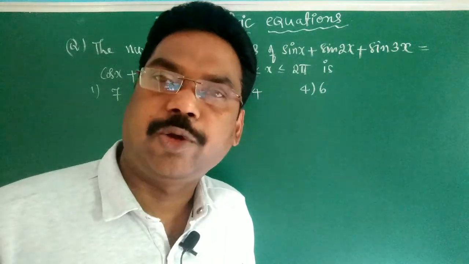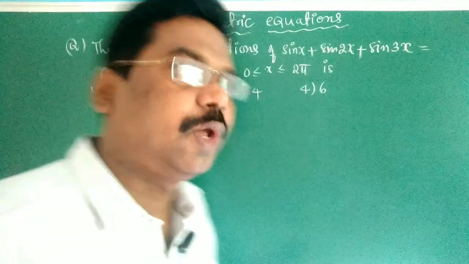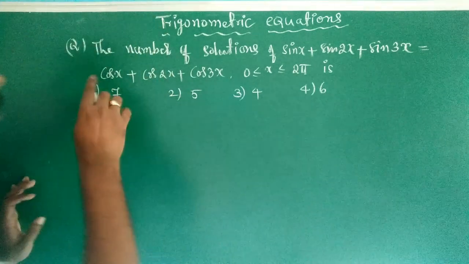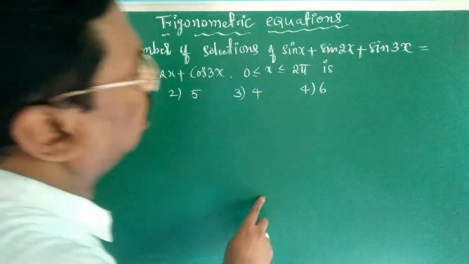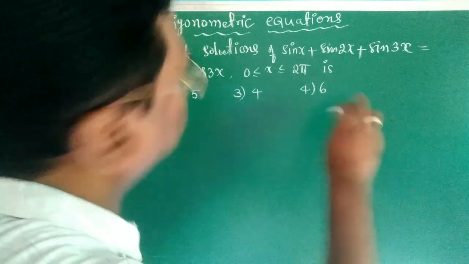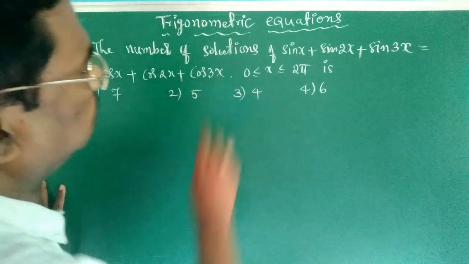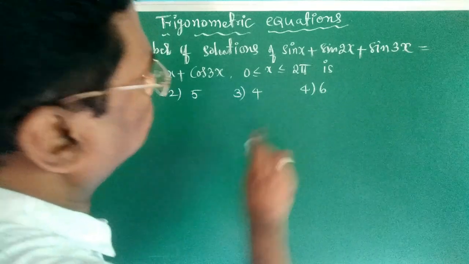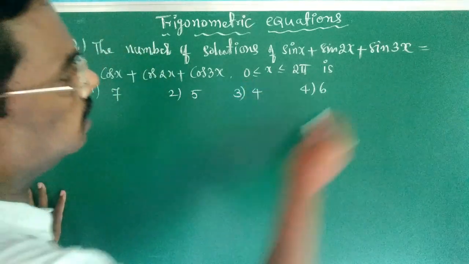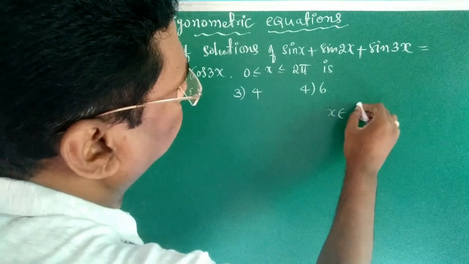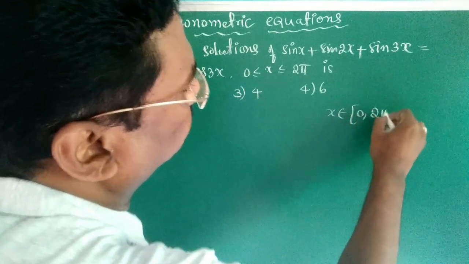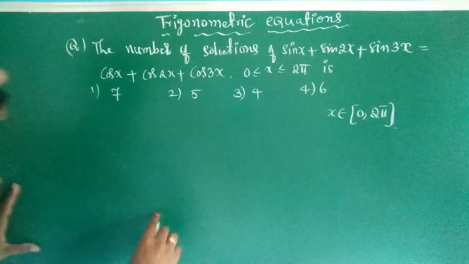Topic is trigonometric equations. Now here, first one: the number of solutions of sin x + sin 2x + sin 3x = cos x + cos 2x + cos 3x, in the interval 0 < x < 2π, x belongs to (0, 2π).